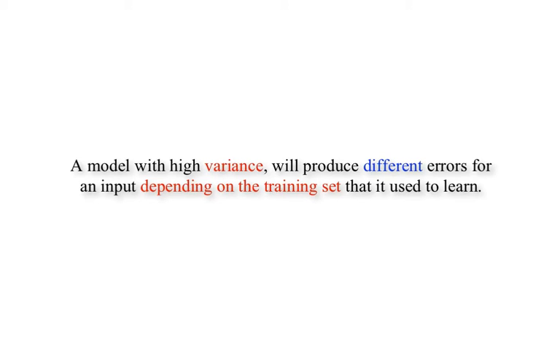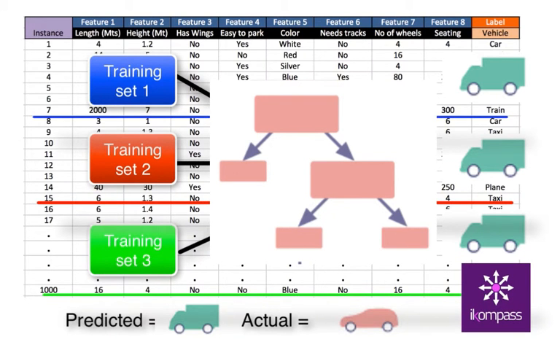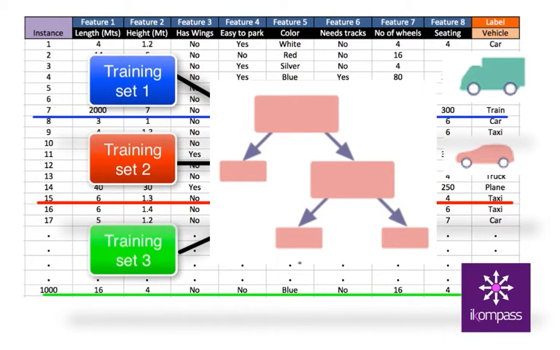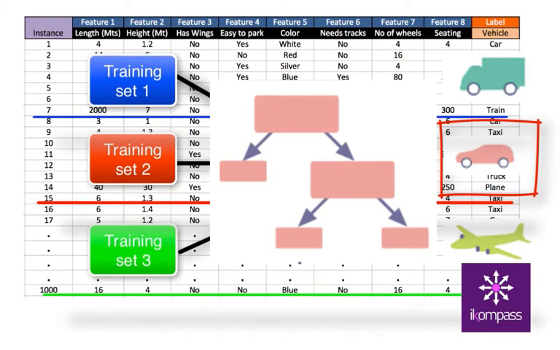Conversely, a model with high variance will produce different errors for an input depending on the training set that it used to learn. For example, the model predicted a truck with the first set of data, and then it predicted a car with the second training set, and then it predicted a plane with the third training set. So notice here that out of all the 3 predictions, it correctly predicted once, with the second training set. So depending on which training set is used, the prediction could vary, and that's why this model has high variance.